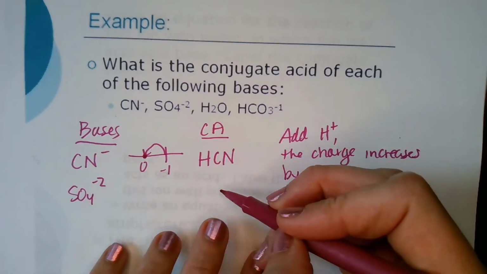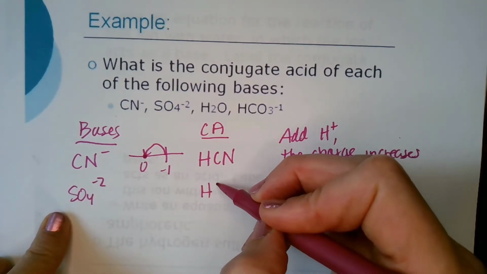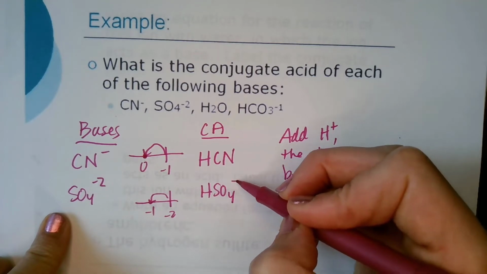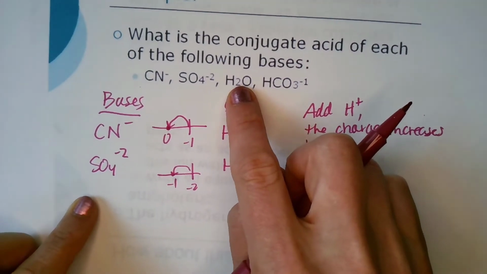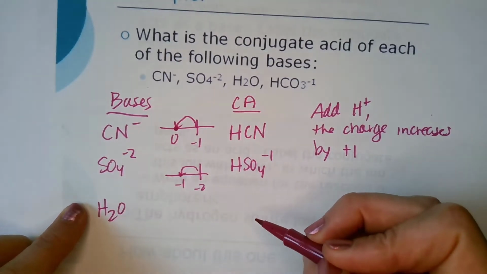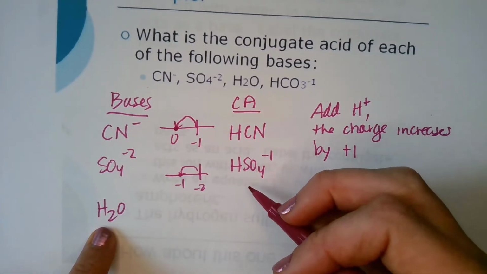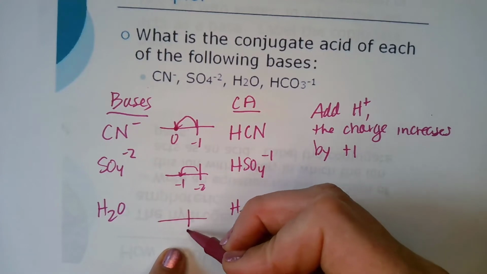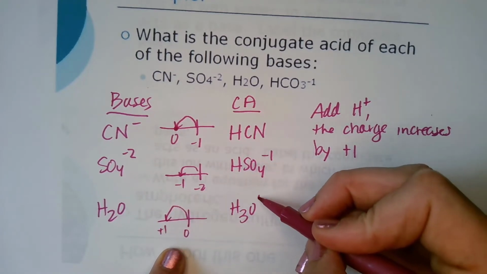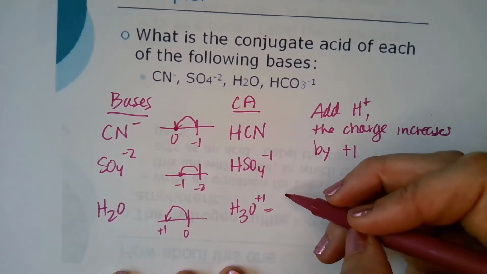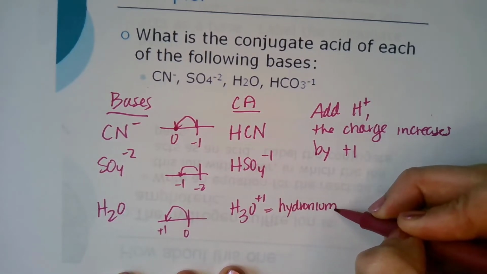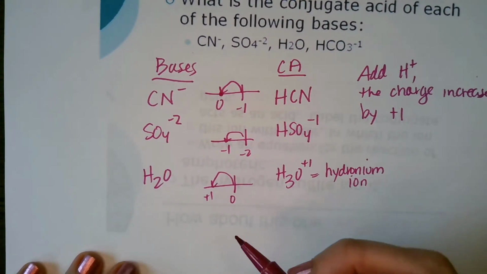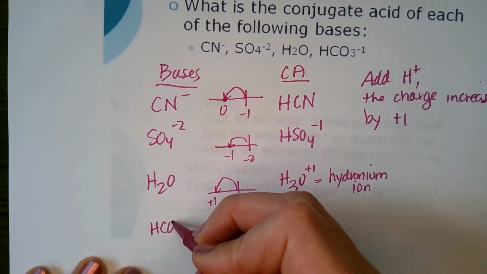What about SO4 minus 2? If I add an H, I will have HSO4, and again, I would be going from -2 to -1. Water acting as a base, H2O. Grabbing an extra H will make it H3O. I went from neutral to, if I increase by 1, +1. And again, this is our hydronium ion, or protonated water.